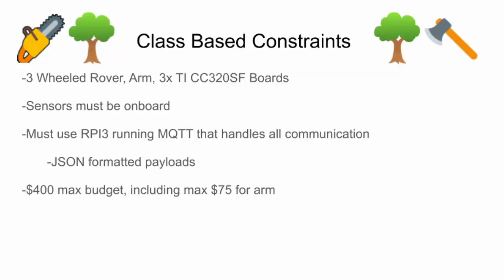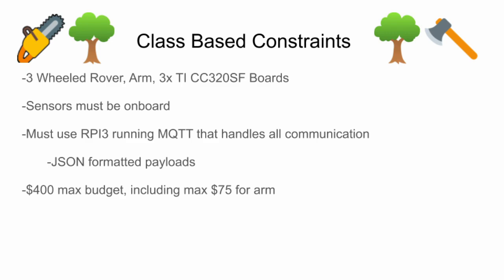We had multiple constraints for this project required by class specification. We had to use the provided 3-wheel rover, some sort of arm, and everyone must use a TI CC320SF board, which meant one per person. Each board would control a component, and we fulfilled all requirements here. We had to use a Raspberry Pi 3 with MQTT to handle all communications between components. MQTT payloads had to be in JSON format. We fulfilled all requirements here.